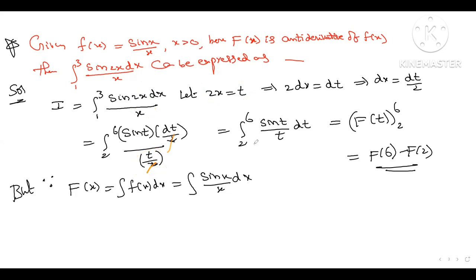Here 2 and 2 cancel. Integral 2 to 6 of sin t dt by t. So sin t by t dt is nothing but capital F of t, from the statement where this value is given. So F of t from limits 6 to 2. First in the place of t write the upper limit, after that minus, write the lower limit: F of 6 minus F of 2. So this is the answer.